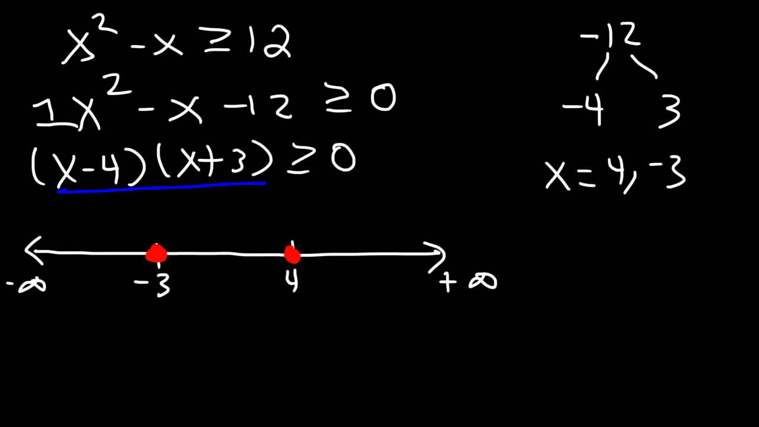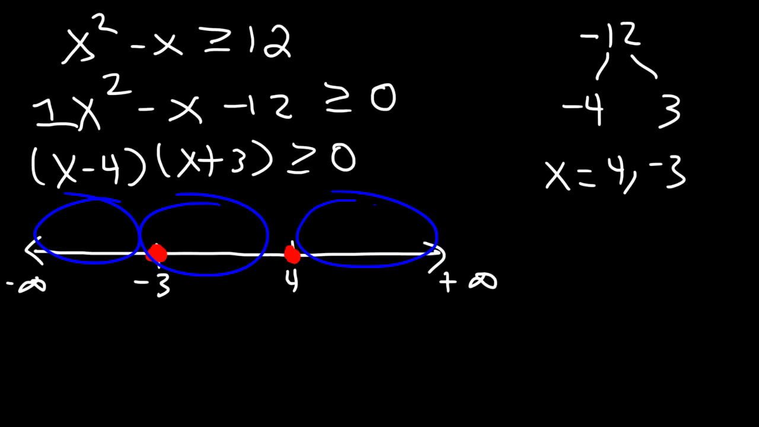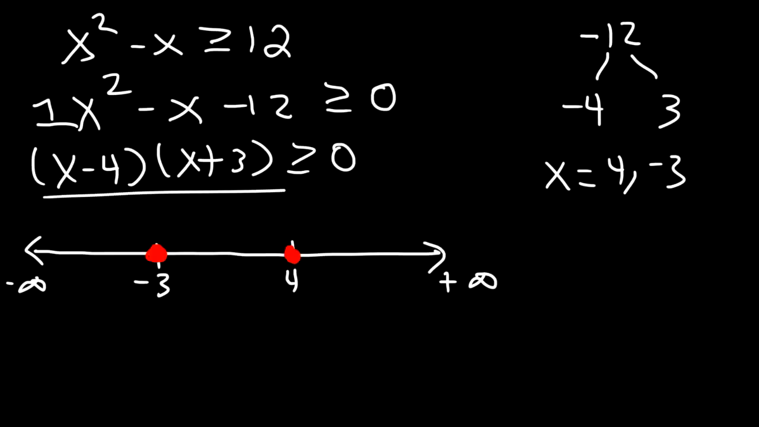The product of these two factors has to be greater than 0 or equal to it. So we need to check these three regions to see when this side of the equation is positive. We don't want the part where it's negative because it has to be greater than 0. So we have to plug in numbers and test the signs. Let's pick a number between 4 and infinity. Let's try 5. If we plug in 5 into this expression, 5 minus 4 is positive. 5 plus 3 is positive. When you multiply two positive numbers, it will give you a positive result.